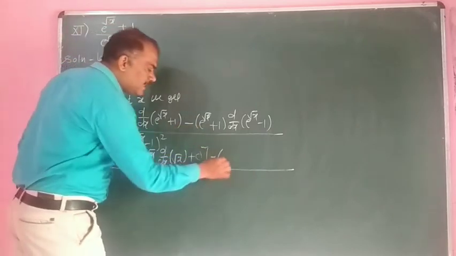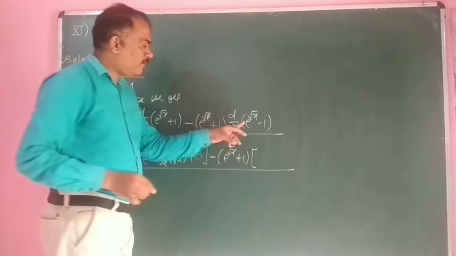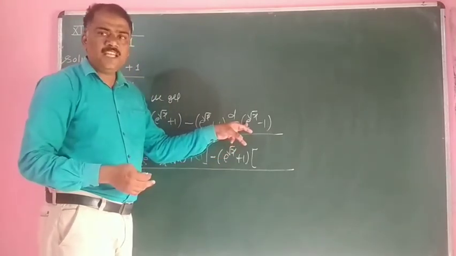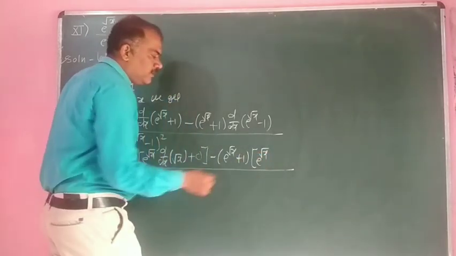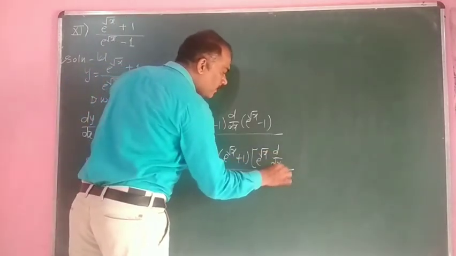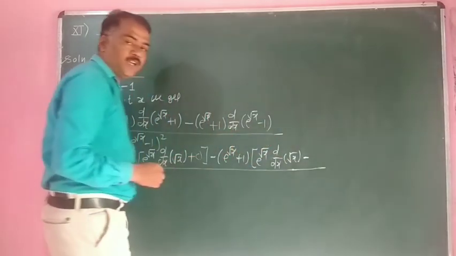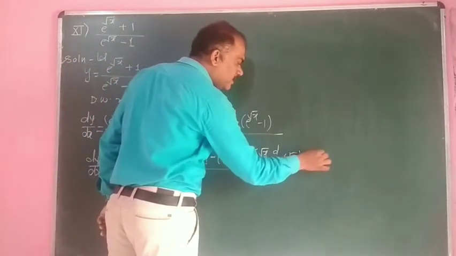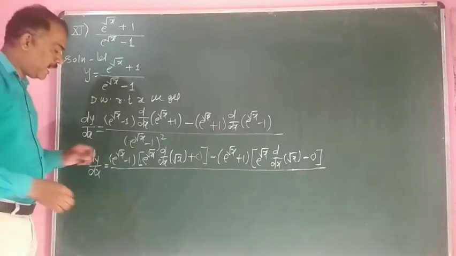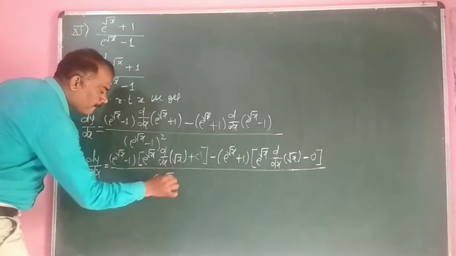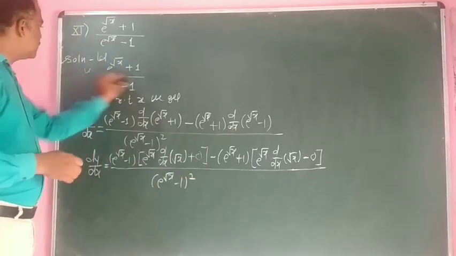Minus, this bracket as it is, (e raised to root x plus 1) into, what is the derivative of e raised to root x? Like e raised to x, that is e raised to x. Instead of x we can write root x, into d dx of root x, minus, what is the derivative of 1? 0. 1 is a constant, so its derivative is 0, divided by (e raised to root x minus 1) bracket square. Okay, now we have to get more terms.